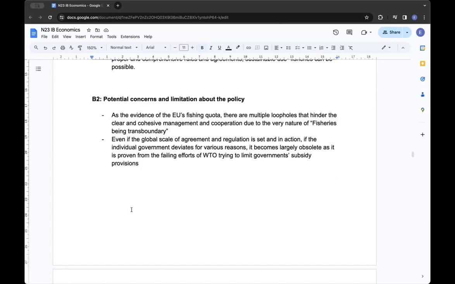Next is about my concerns and accepting limitations on my policy recommendation. As the evidence of the EU's fishing quota proves, there are multiple loopholes that hinder the clear and cohesive management and cooperation of the fishing industry due to the very nature of fisheries being transboundary. And even if a global agreement and regulation is set and in action, if individual governments deviate for various reasons, it becomes largely obsolete. As I have already read from the failing efforts of the WTO trying to limit government subsidy provisions.